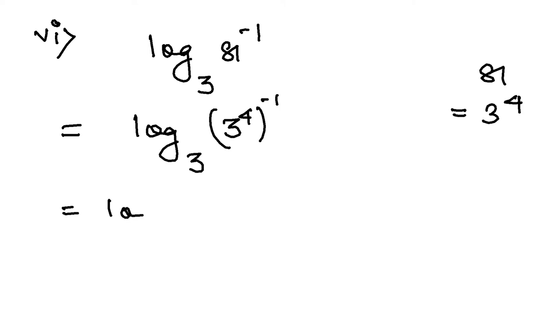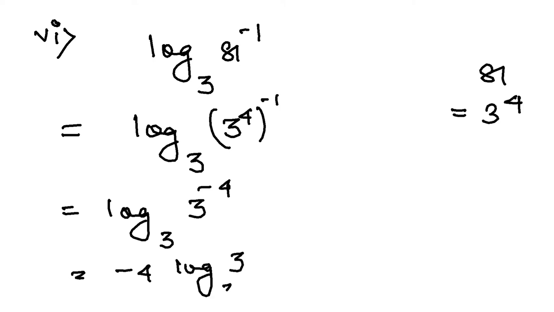Alright. So now properties of index. So it will be 3 to the power minus 4. Base is 3. Minus 4 will come forward. Minus 4 log 3 base 3. Log 3 base 3 is 1. So you have minus 4 into 1. That is minus 4. Right.